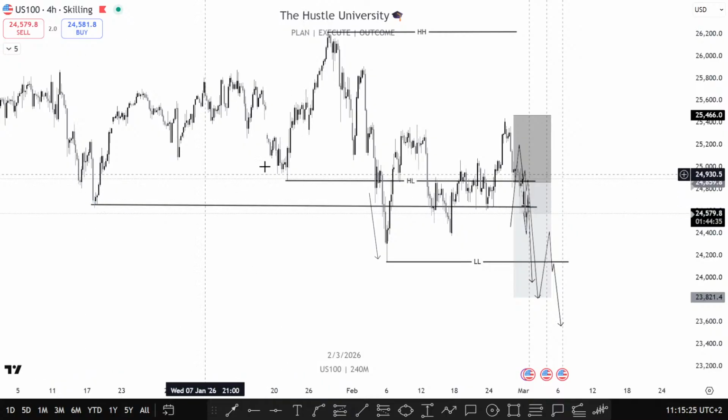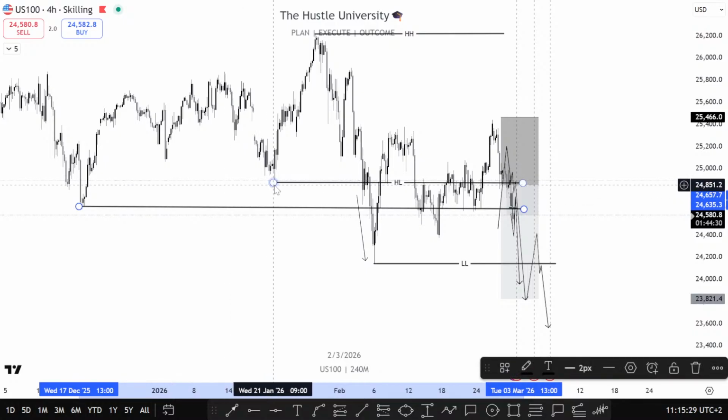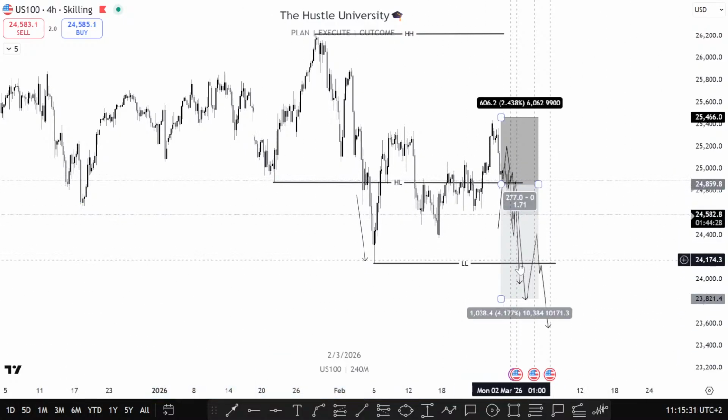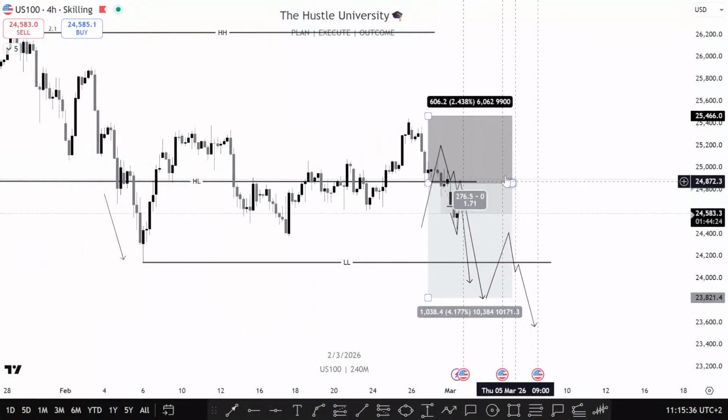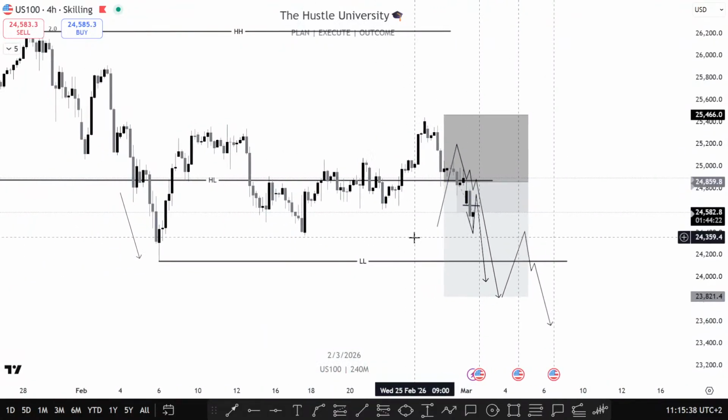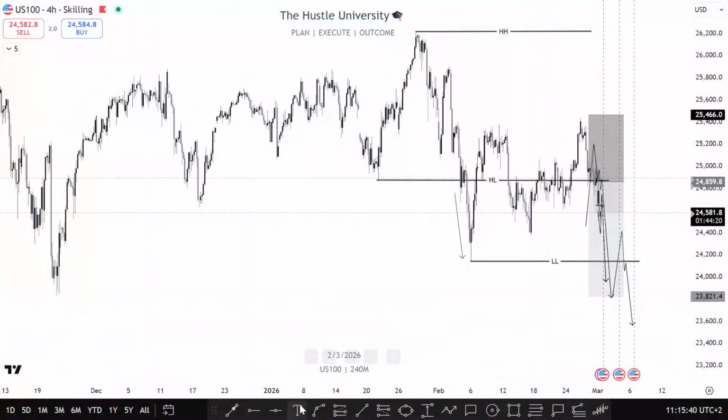Whether you could have used this one or this one is still fine because price broke both of them, right? So now because I used that one, I'm gonna delete this one and then price to the downside. As you can see, we saw price break to the downside, and this is the current trade. You get what I'm saying?